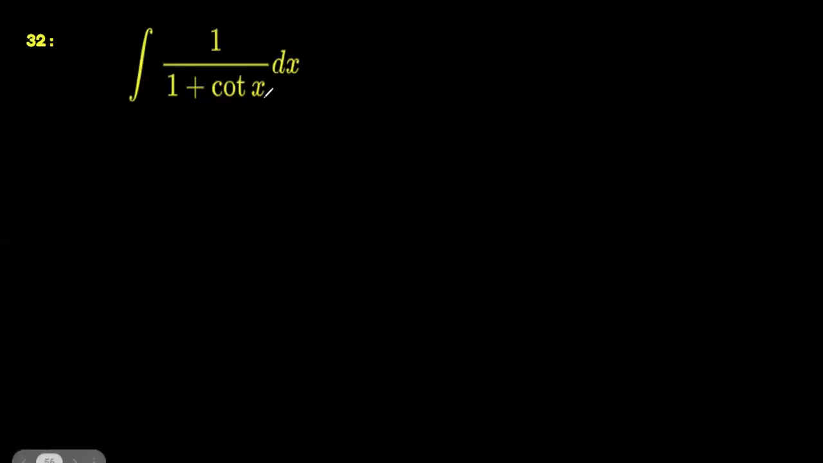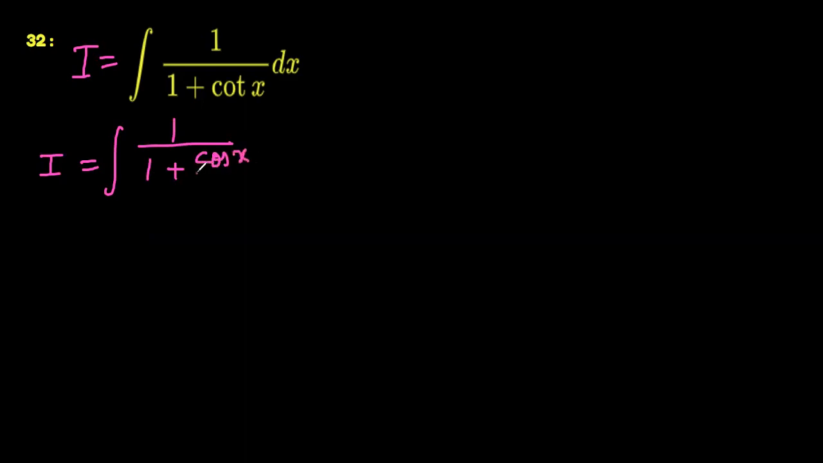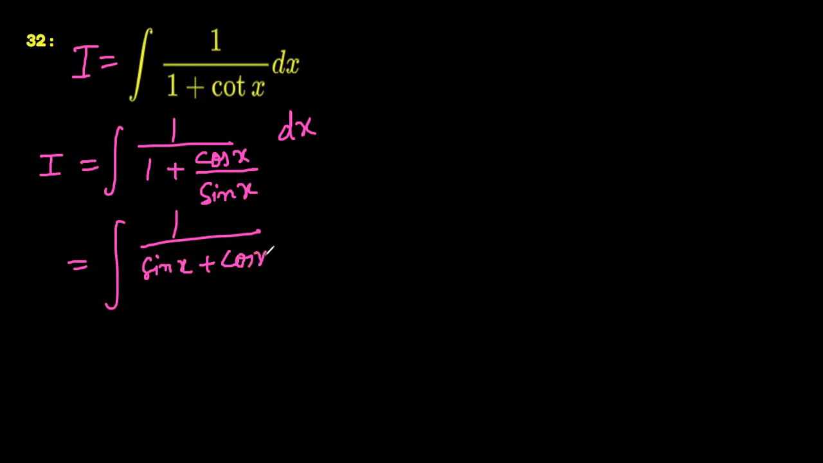Can we write cot x is equal to cos x by sin x? So if we say this is I, our integral can be written as 1 over 1 plus cot x, which is cos x divided by sin x, and dx as it is. Taking the LCM in the denominator, it would look like the integration of 1 over (sin x plus cos x divided by sin x) dx.